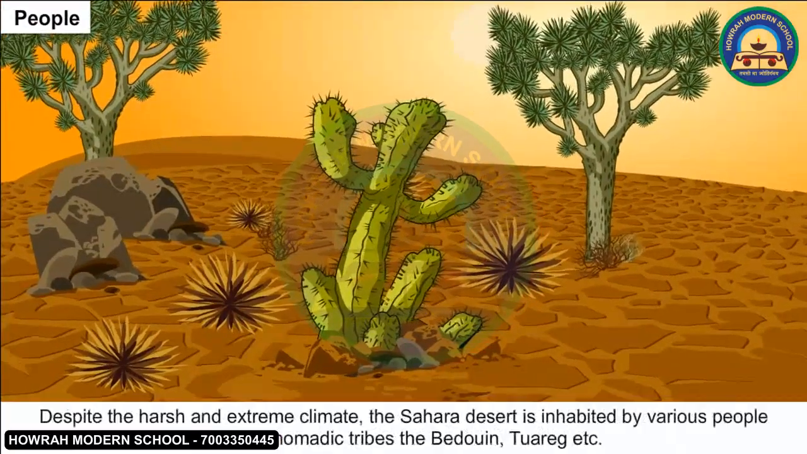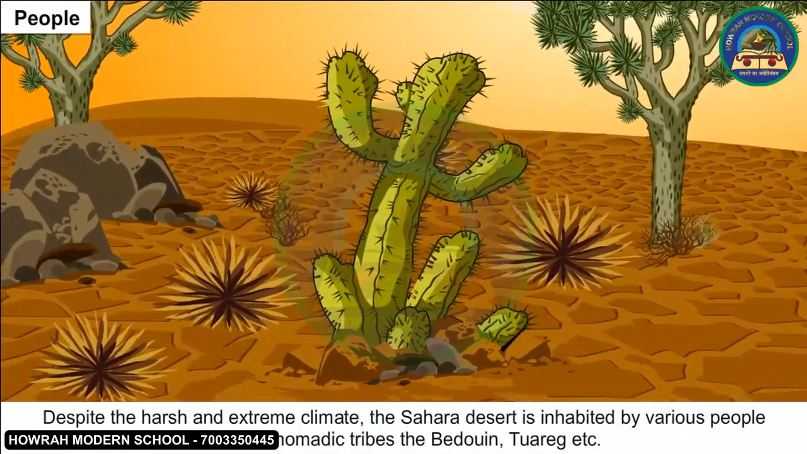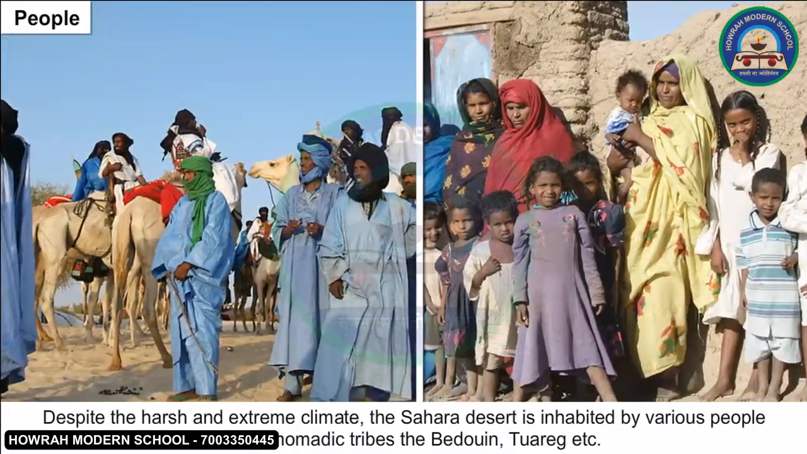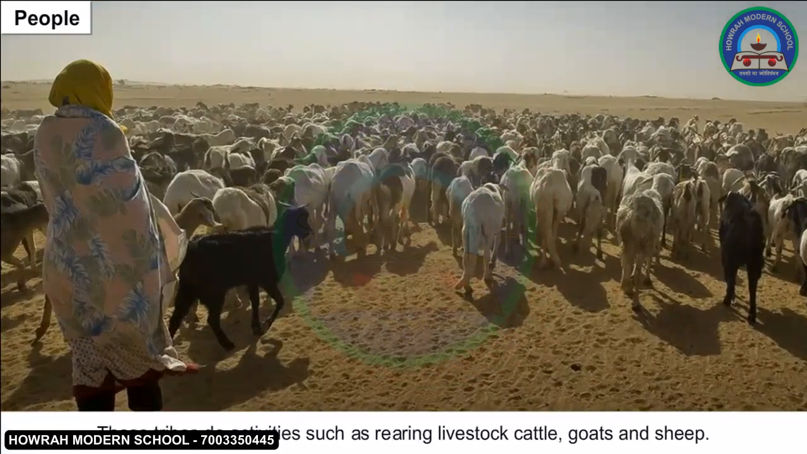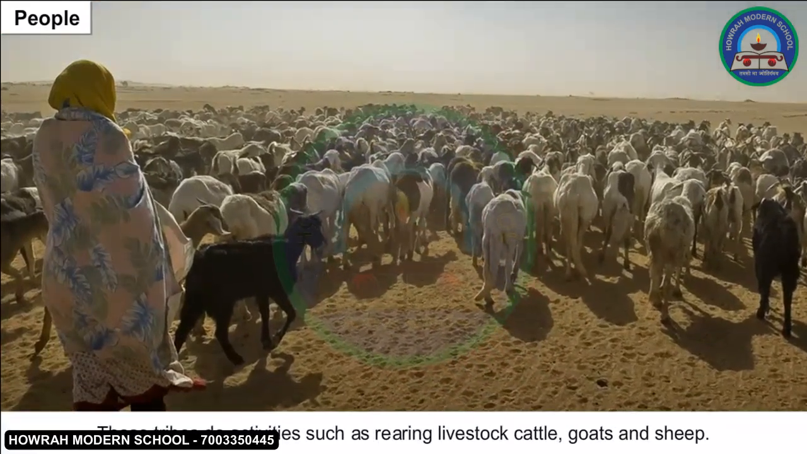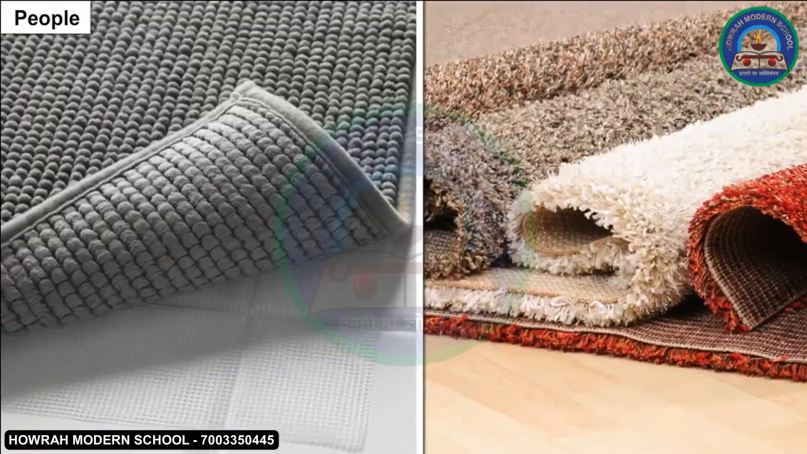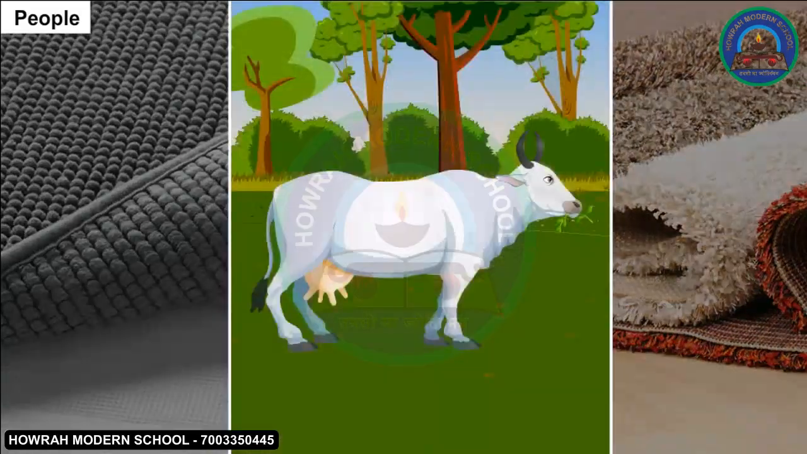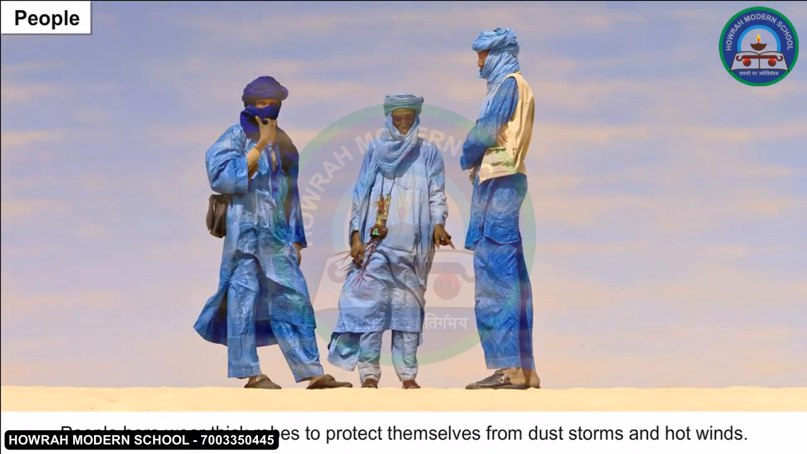People. Despite the harsh and extreme climate, the Sahara Desert is inhabited by various people such as nomadic tribes, the Bedouins and Tuaregs, etc. These tribes do activities such as rearing livestock, cattle, goats and sheep. Mats, carpets, clothes and blankets are made from the hides of these animals. These also give milk. People here wear thick robes to protect themselves from dust storms and hot winds.